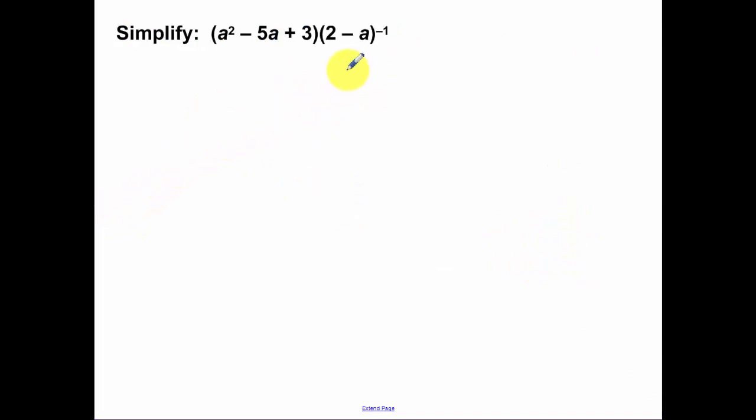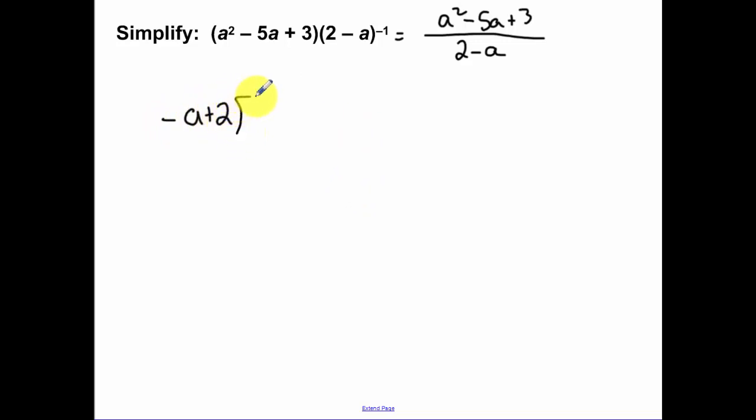Next example, simplify. Make sure you guys realize one thing. What this means is a squared minus 5a plus 3 divided by, because remember, negative exponents take and put a polynomial in the bottom. Now what I would do if I was you guys, we have a negative a plus 2. Put your variable first, and don't get frightened by the negative a. It's not going to be that bad. A squared minus 5a plus 3.